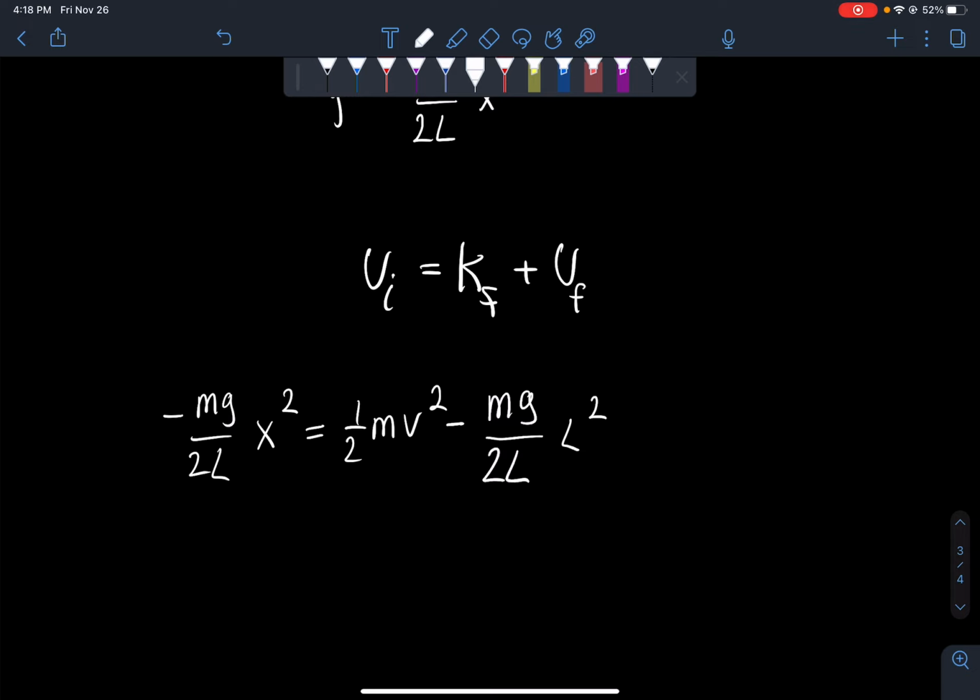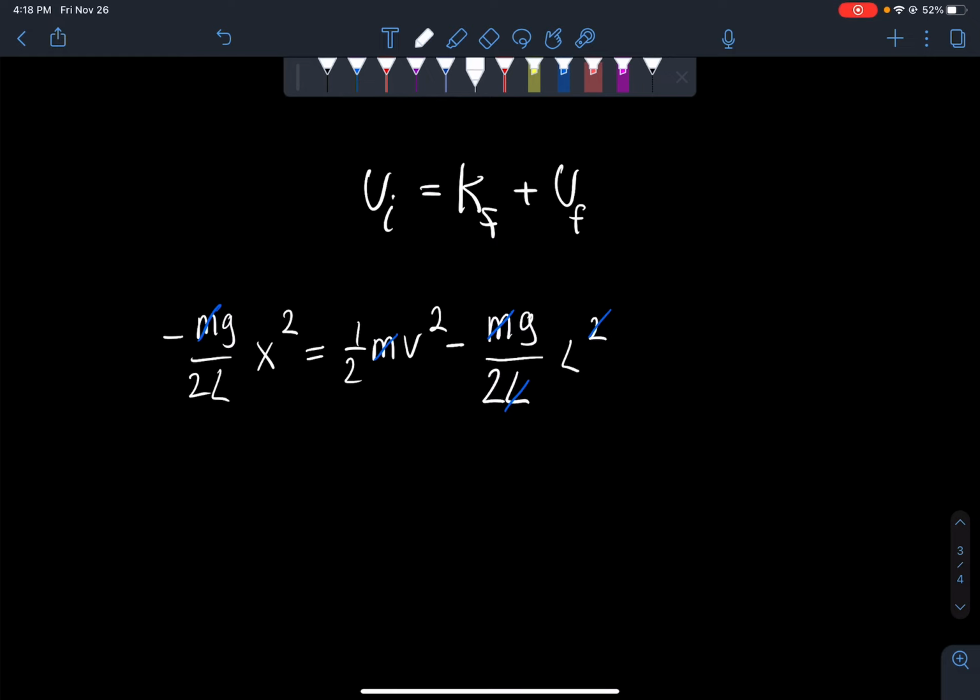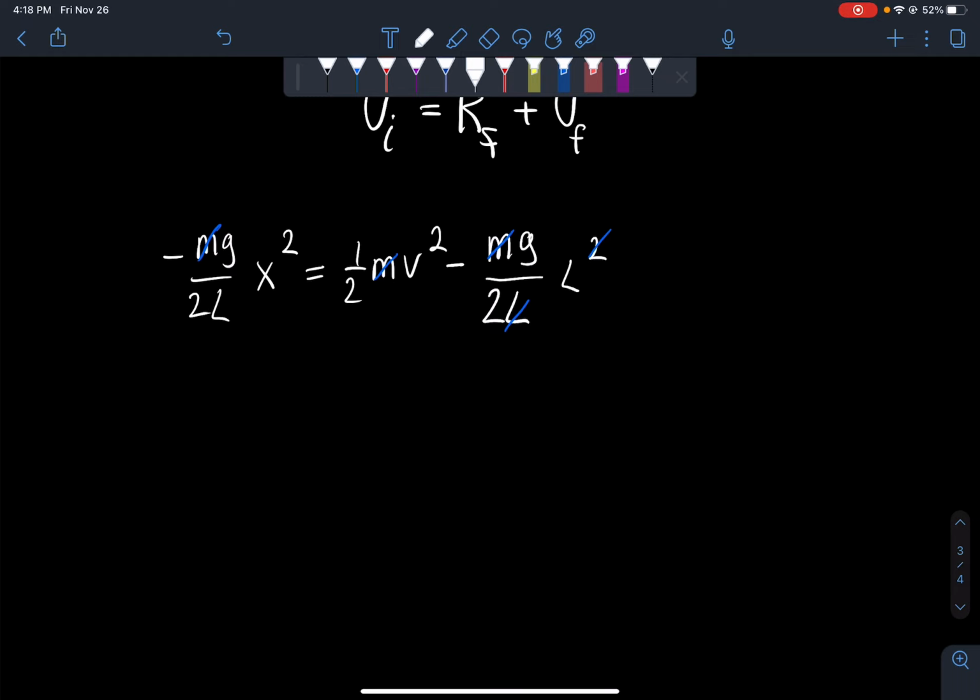Okay, so now we are just going to algebraically solve for v. So first off, this L will cancel with that L. And secondly, the mass is going to cancel out of every term. If you notice in the beginning, the mass wasn't a part of the question, so we hoped that it would cancel somewhere in the problem. So let me just rewrite. So we have negative gx squared over 2L is equal to 1/2 v squared minus gL over 2.